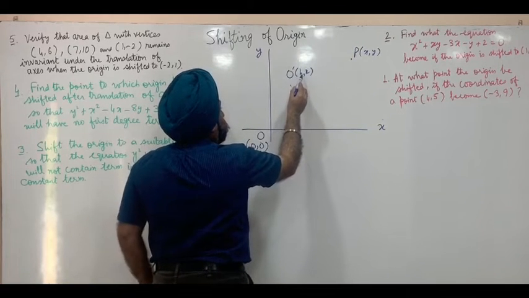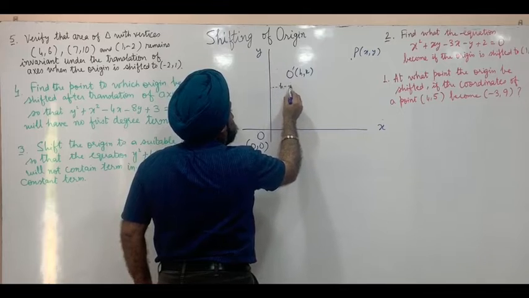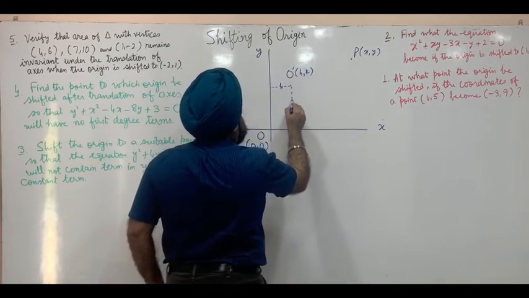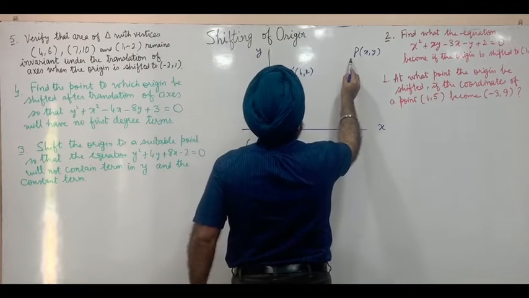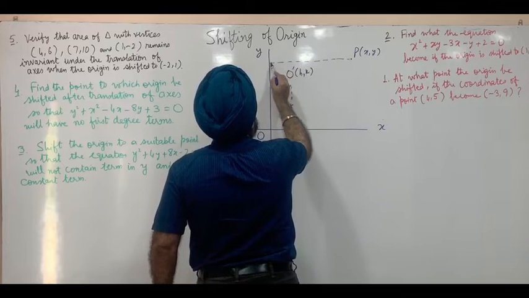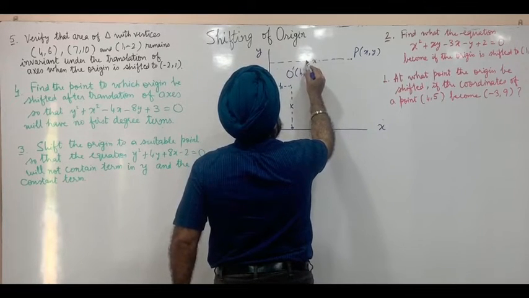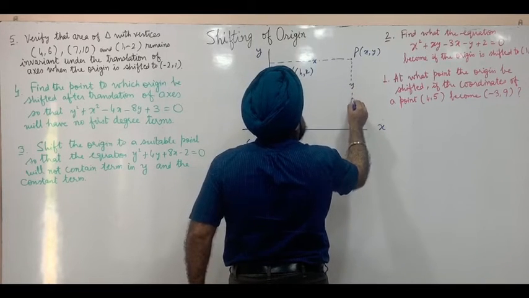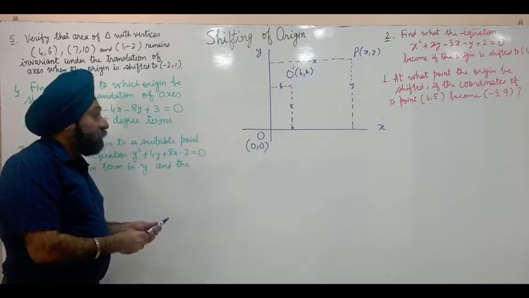So the x coordinate is the distance from the y-axis. This distance is h. Similarly, this distance is k. Draw a perpendicular to the y-axis. This distance is x. And similarly, draw a perpendicular to the x-axis. This is y. So these are the two points.